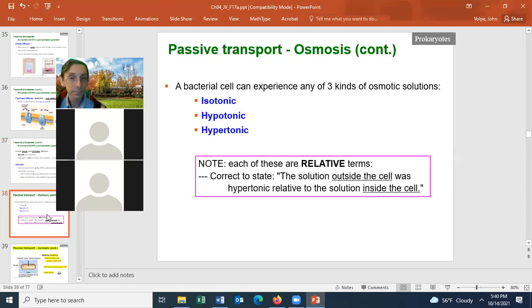Yes. All right. So a cell, especially a bacterial cell, can experience three kinds of osmotic solutions. There's isotonic, hypotonic, and hypertonic. Now you should realize that each of these terms are relative. So it's correct to state that the solution outside the cell was hypertonic relative to the solution inside the cell.